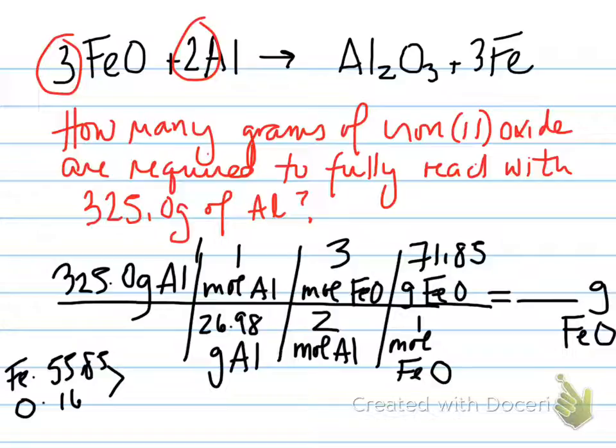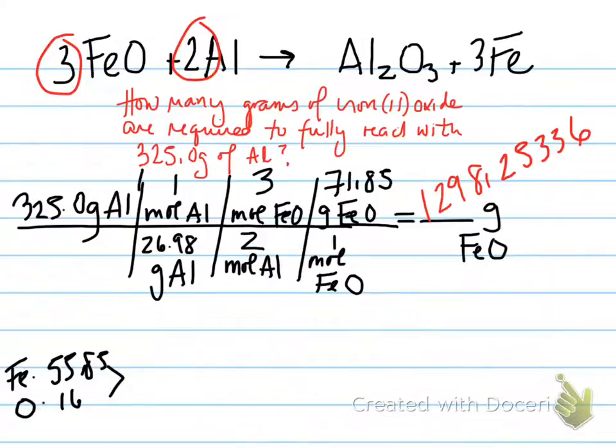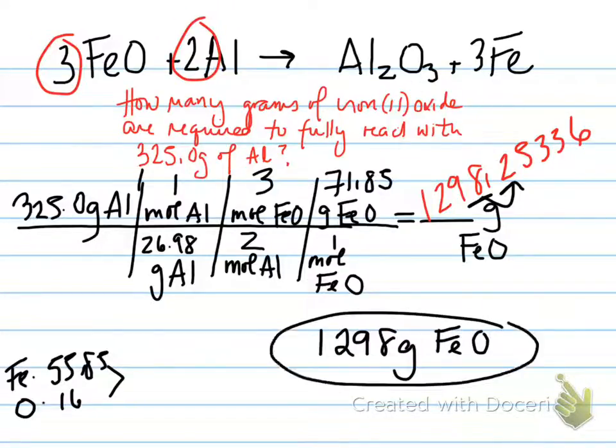Okay, when you get a raw number, does it look an awful lot like this? You have a raw answer that looks a lot like that? Okay. How many sig figs do we have? 4. So we're going to keep this digit and round based on that one. Our final answer would be 1,298 grams of iron oxide. Okay.